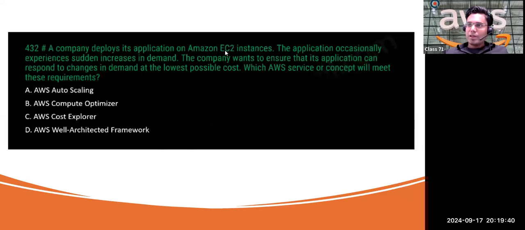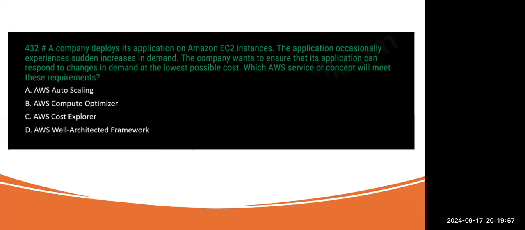A company deploys an application on an EC2 instance. The application occasionally experiences sudden increases in demand. A company wants to ensure that the application can respond to changes in demand at the lowest possible cost. What is the requirement? A. Yeah, correct. Auto Scaling.